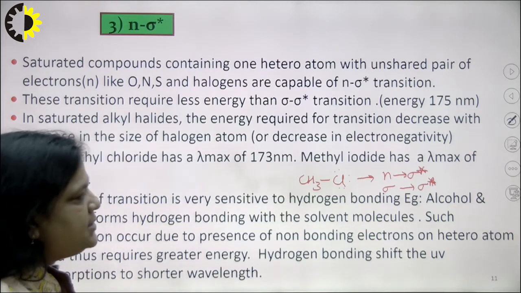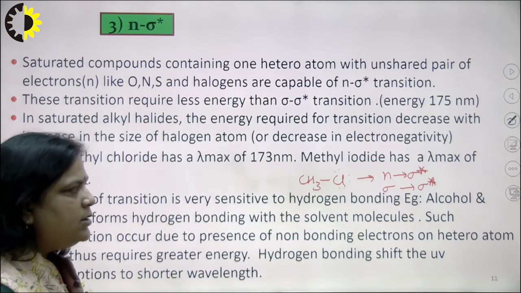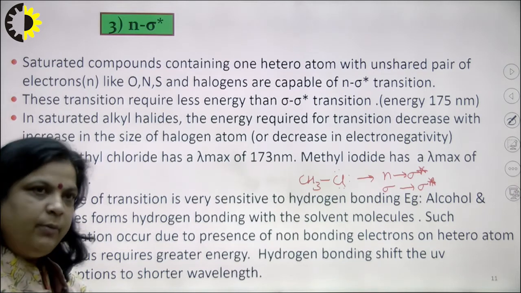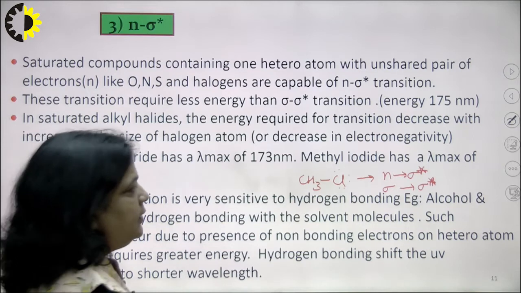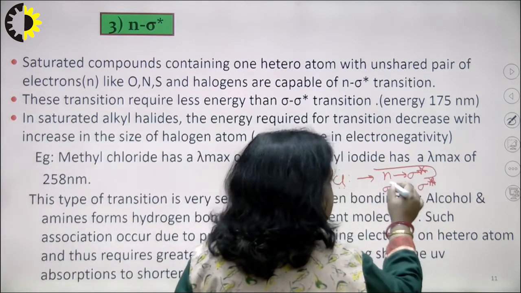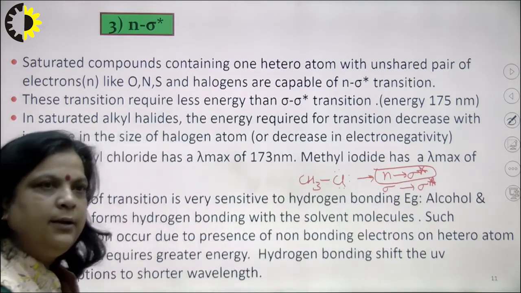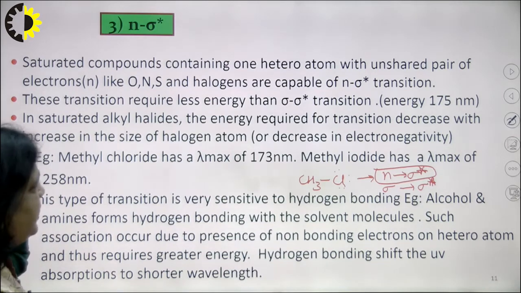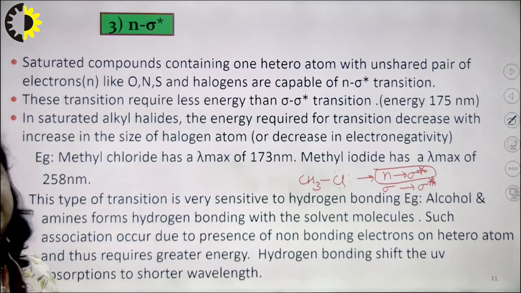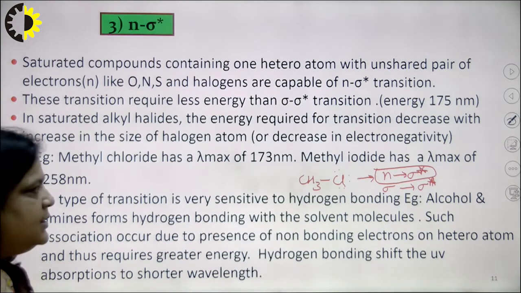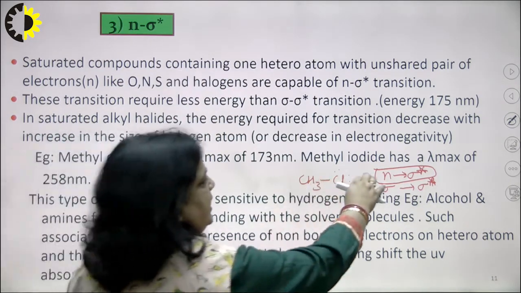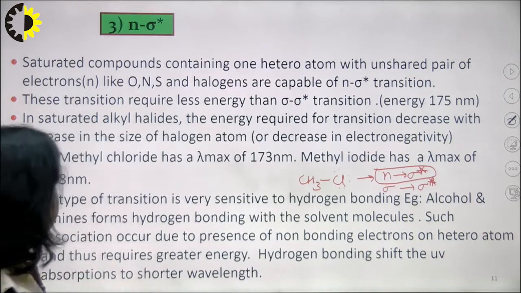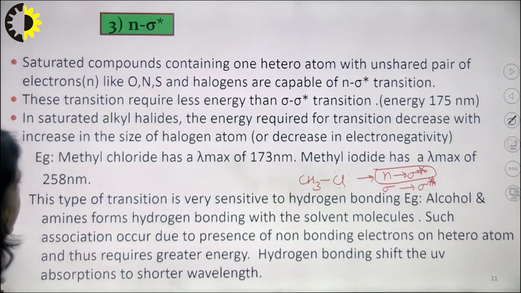So, in this case, there is a possibility of n to sigma star, and we may also write, it is your choice, sigma to sigma star. Sigma to sigma star is not compulsory because it is energetically forbidden. So, if you want to write it, otherwise not, but this type, n to sigma star, is important. This transition requires less energy than sigma to sigma star. Obviously, sigma to sigma star has the maximum. So, second is n to sigma star. Third point is important.